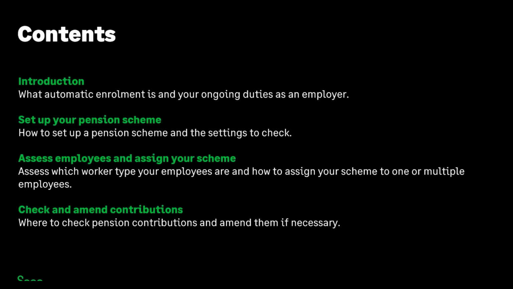So a little bit about what we're going to cover in today's session. I'll start with an introduction, so what automatic enrolment is and your ongoing duties as an employer when it comes to pensions. I'll then talk about setting up your pension scheme, so how to do this and what settings to check. How to assess your employees and assign your pension scheme to them, so assessing which worker type your employees are, and also how to assign the scheme to either one or multiple employees. And then we'll move on to checking and amending the contributions. So where to check the pension contributions are calculating, and if you do need to amend them for an individual, how you can do this.